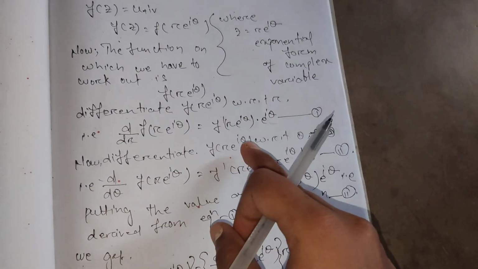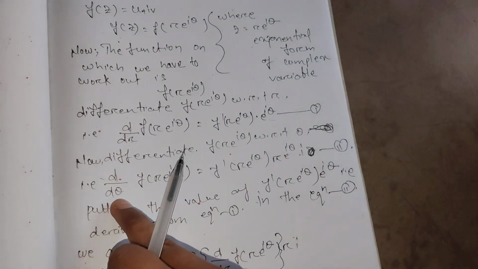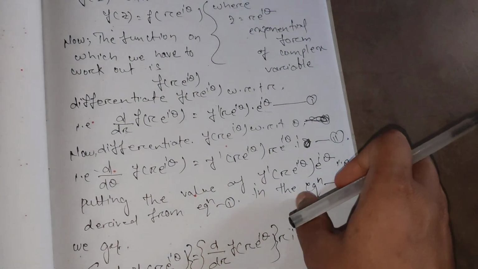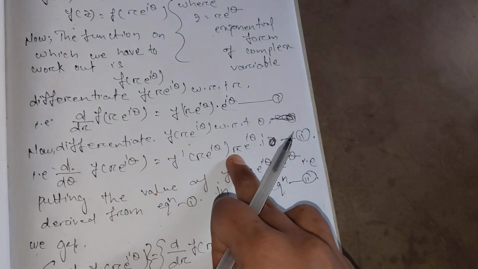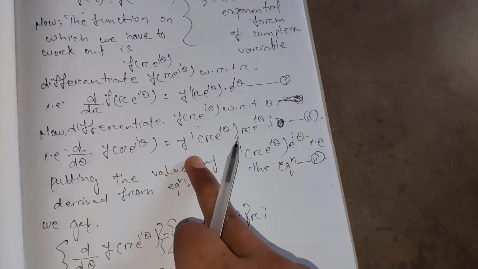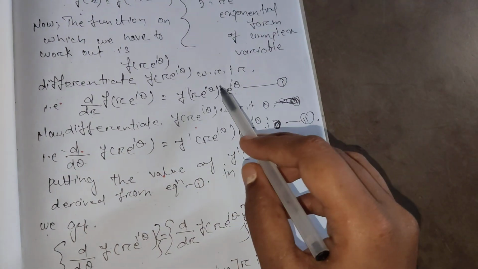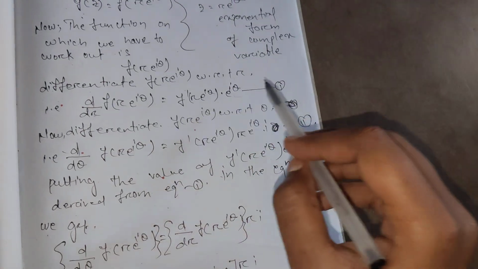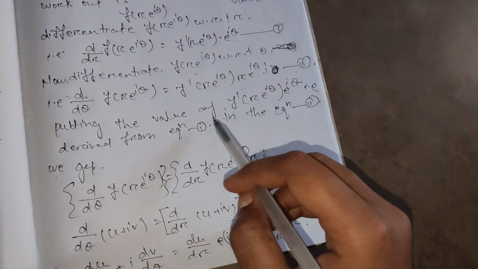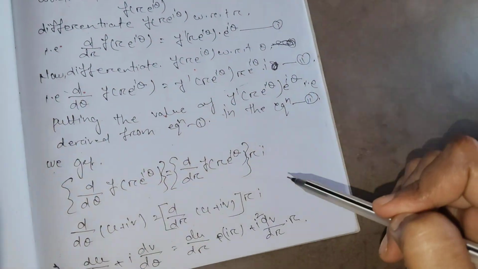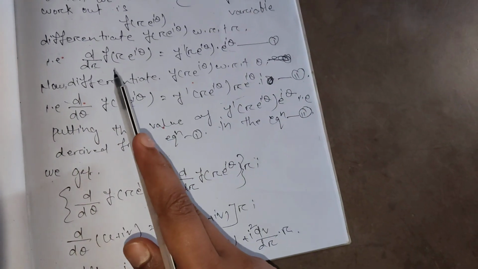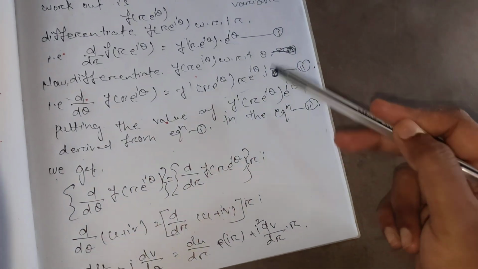Now differentiate f of r e to the power i theta with respect to theta, that is d by d theta of f of r e to the power i theta is equal to f dash of r e to the power i theta, by chain rule, multiplied by i r e to the power i theta. Now putting the value of f dash of r e to the power i theta multiplied by e to the power i theta derived from equation 1 in equation 2, we can find d by d theta of f of r e to the power i theta is equal to d by dr of f of r e to the power i theta multiplied by i r.